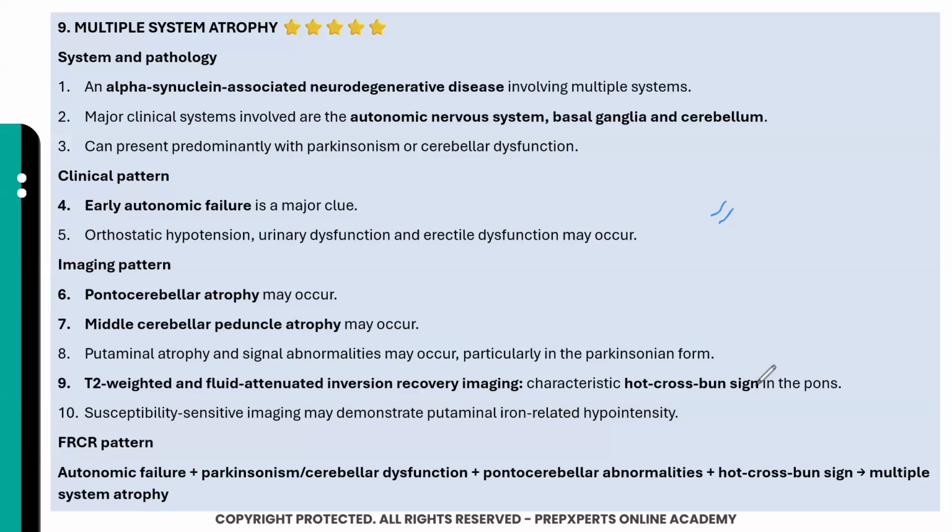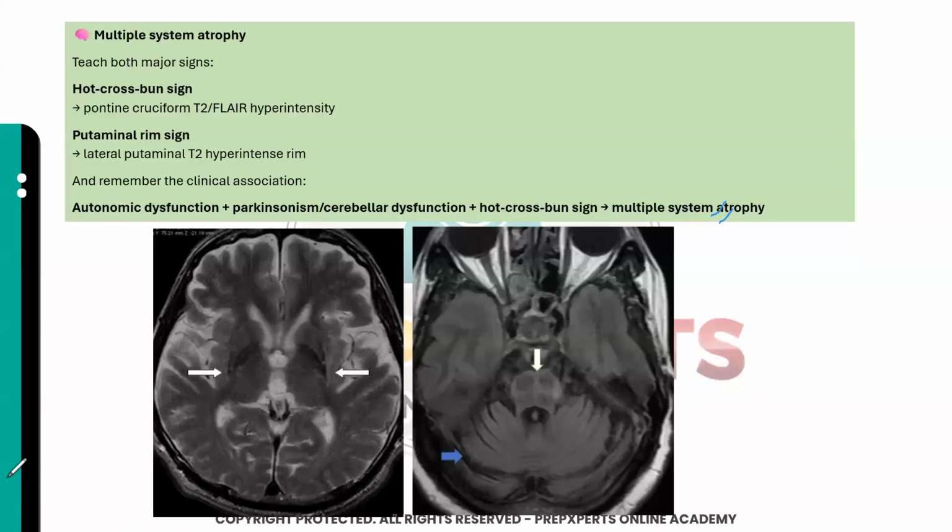So iron can be deposited in many diseases as well. Autonomic failure, Parkinson-like symptoms, cerebellar dysfunction, pontocerebellar abnormalities, hot cross bun sign, multiple system. This is your image. Another image, another sign to this disease is putamen rim sign. Lateral putamen T2 hyperintense rim. Okay, this is your lateral putamen T2 hyperintense rim. And in the pons, we can see that this is your hot cross bun.